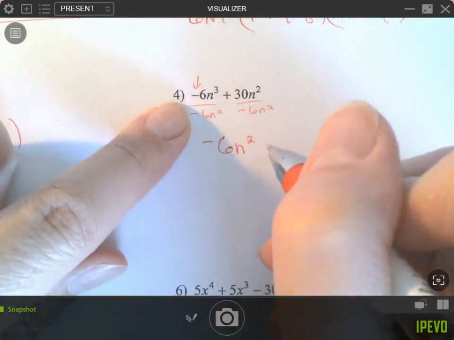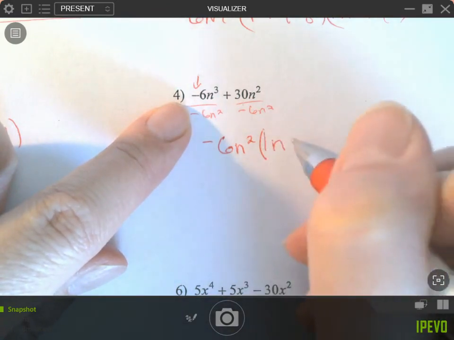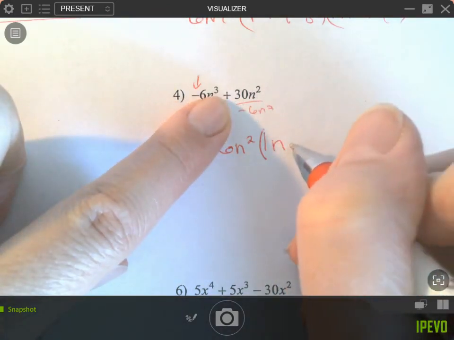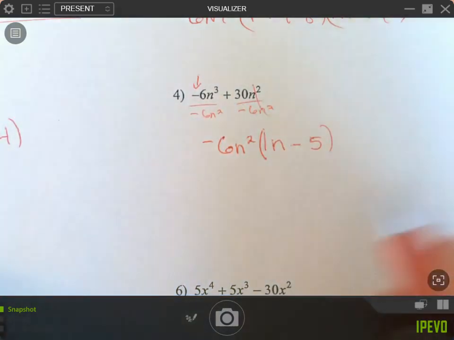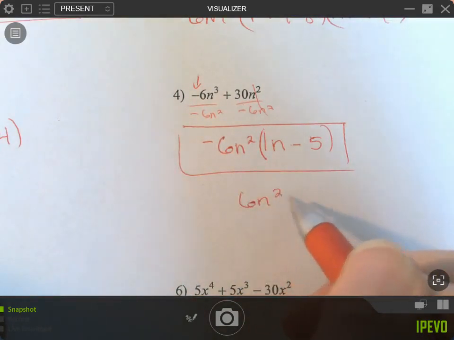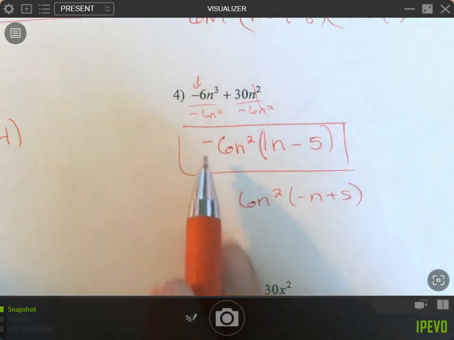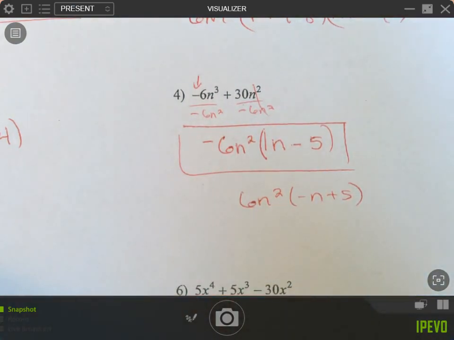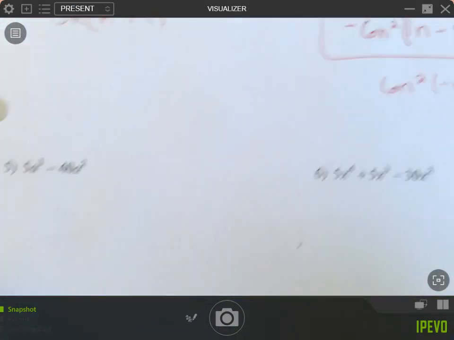This ends up being a positive 1n, or just n, but you can put the 1 there. And then positive 30 divided by negative 6 is negative 5, and then the n's cancel. So that is my final answer. Now, if someone had positive 6n squared and then a negative n plus 5, you're not wrong. I just prefer to take out that negative sign. Okay, go ahead and take a quick second and do number 5.